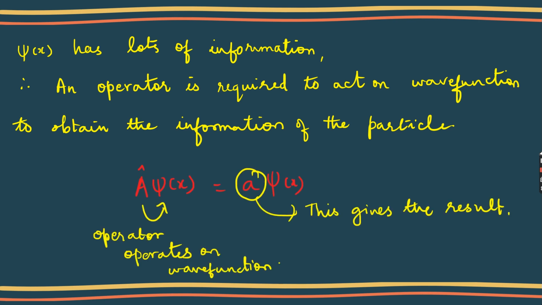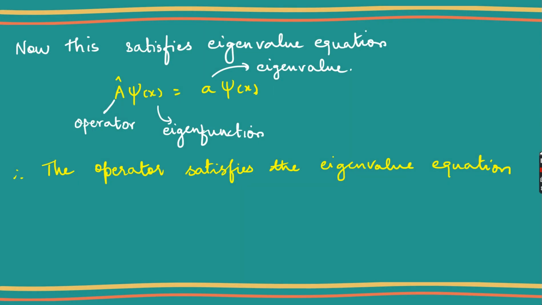So I can say that this is some normal operator. Let me say that operator is A. It acts on a wave function psi of x and it gives some value. That will be the information about the particle. That value is given as a, along with the wave function again. If you look at this equation, you can easily tell what equation it is: it satisfies the eigenvalue equation.